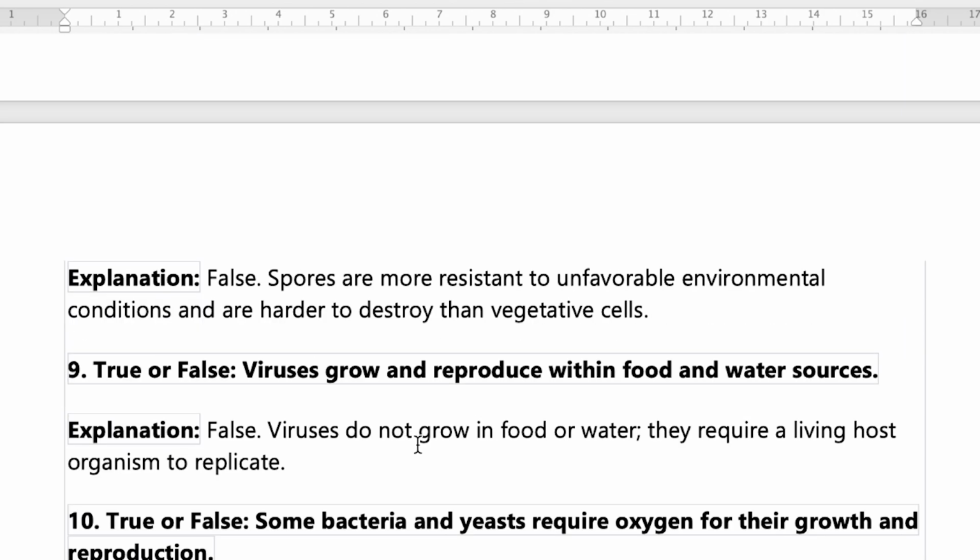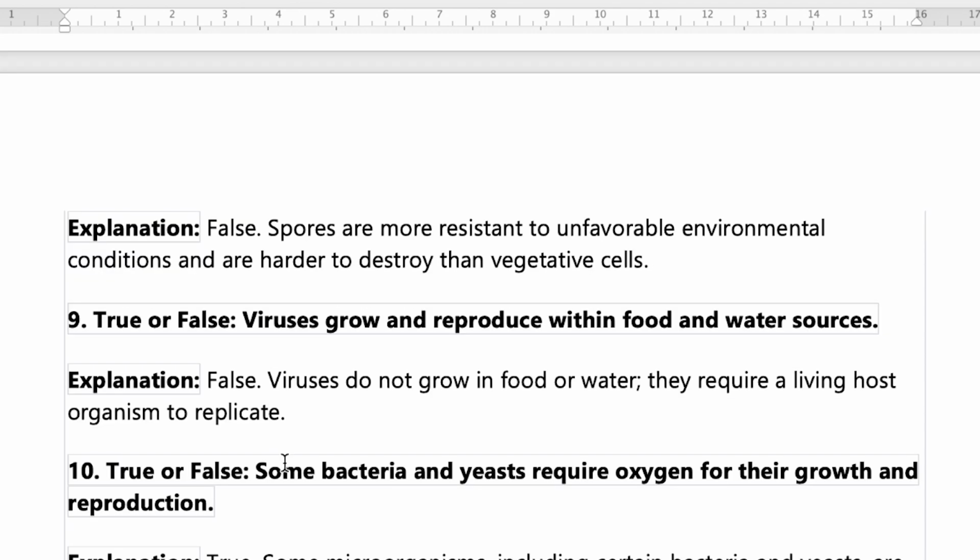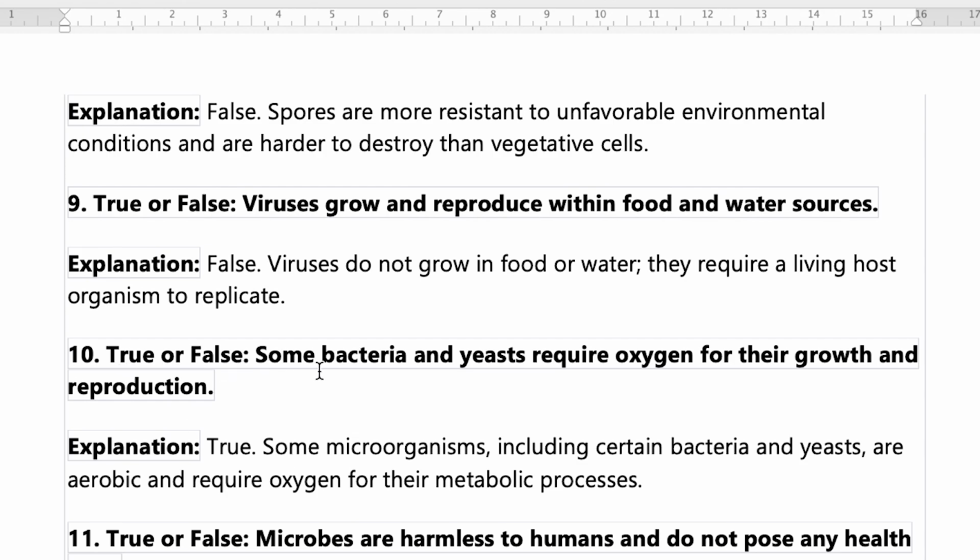Number nine, viruses grow and reproduce within food and water sources. Here, it is false. I got this question wrong also, because viruses do not grow in food or water. They need a host, like animals or humans or some kind of living host, to replicate. Number ten, some bacteria and yeast require oxygen for their growth and reproduction.